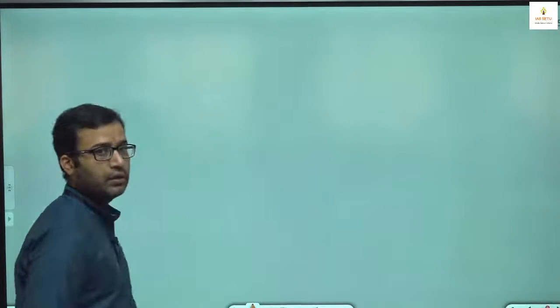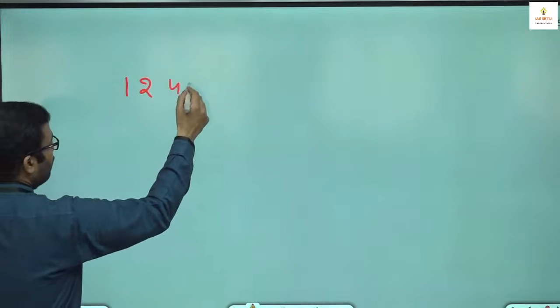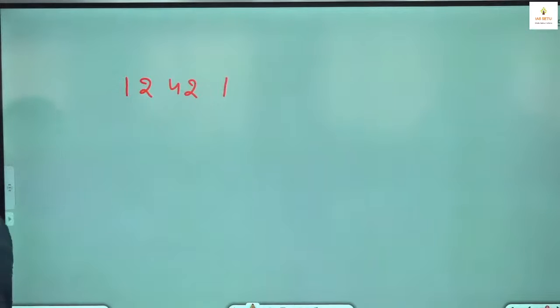Similarly, like we have 1 2 4 2 1. Wait, we don't have a direct 3 or 6, but indirectly you have 3 or 6. Either directly or indirectly you have 3 or a multiple of 3. You can save your time.